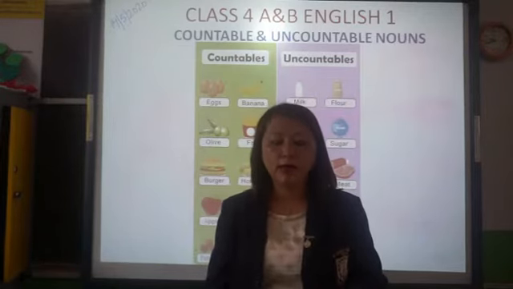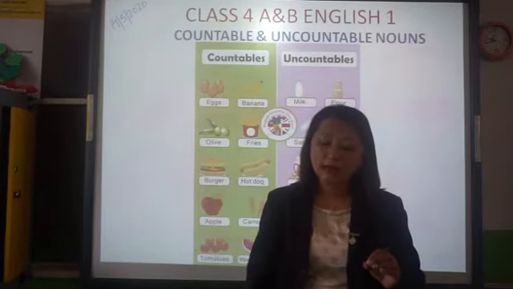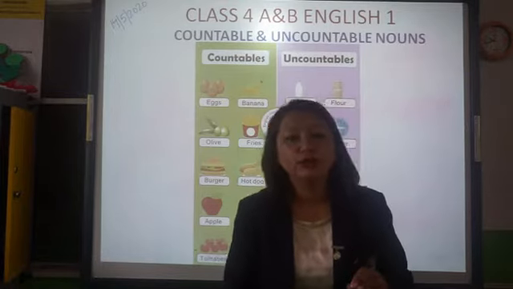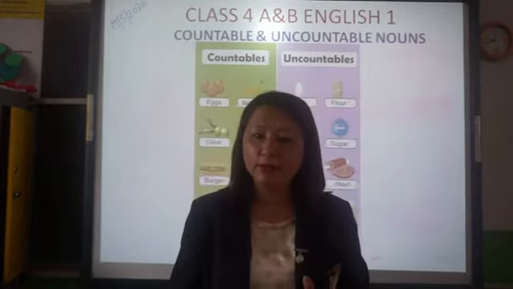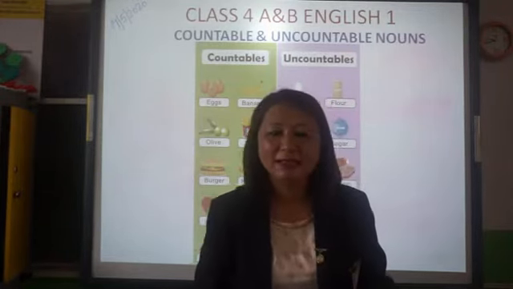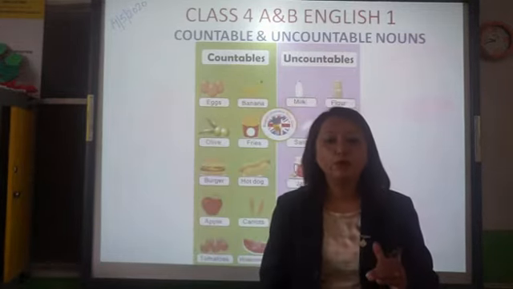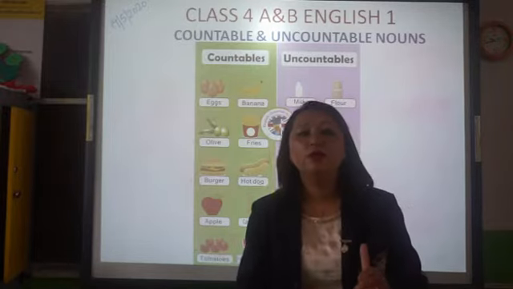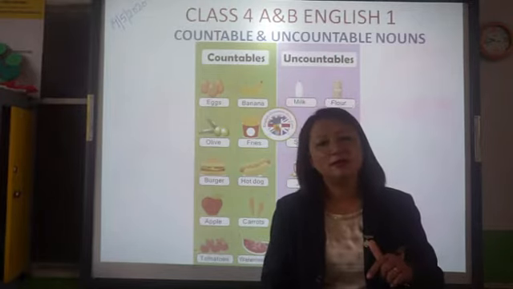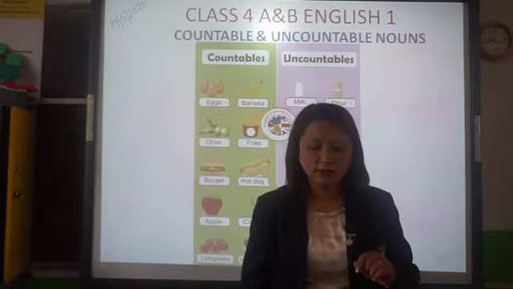A countable noun is a noun that can be counted, or a countable noun is something you can count using numbers. For example, 1 dog, 2 apples, 3 cats, etc. A countable noun has both singular and plural forms. For example, car, cars, apple, apples, dog, dogs.